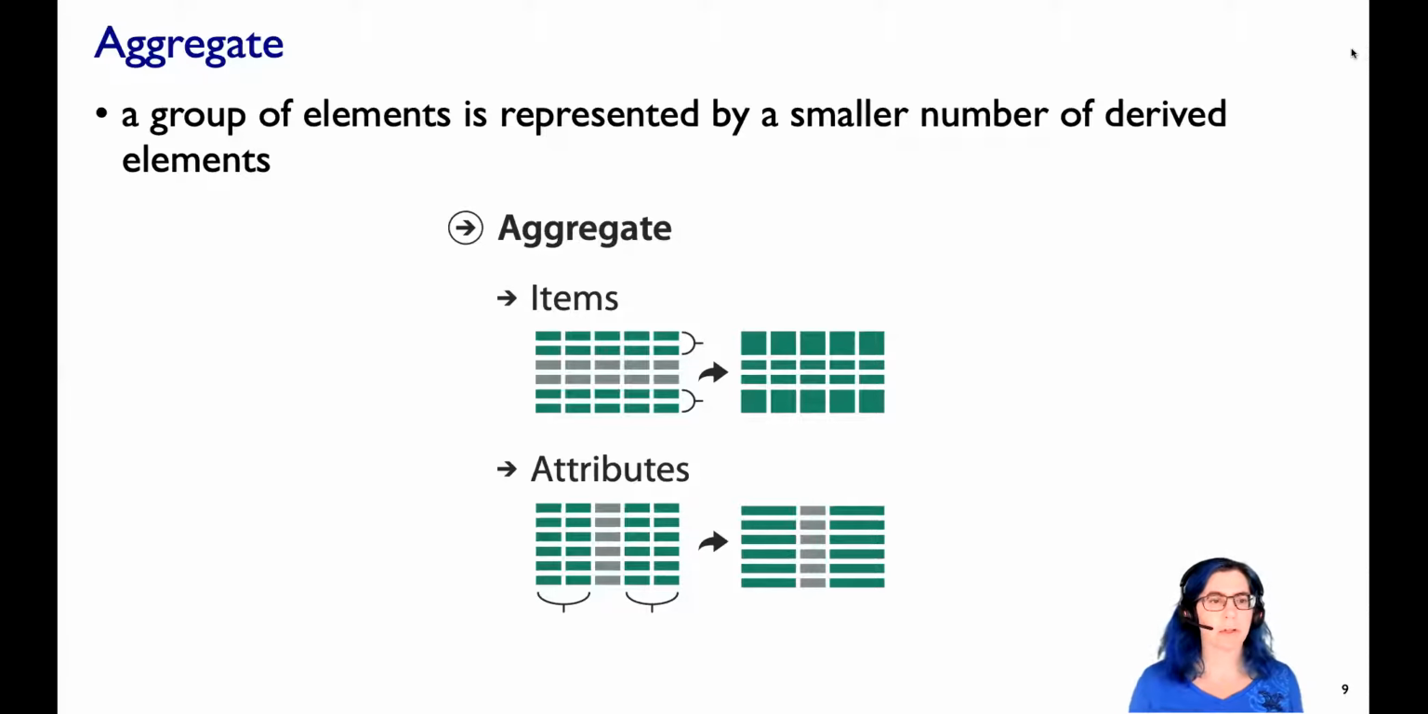So now let's think about aggregation. In this, we've got a group of elements that's going to be represented by some smaller number of derived elements. These are going to be proxies for that entire set of originals. And again, we can do that for either items or attributes.